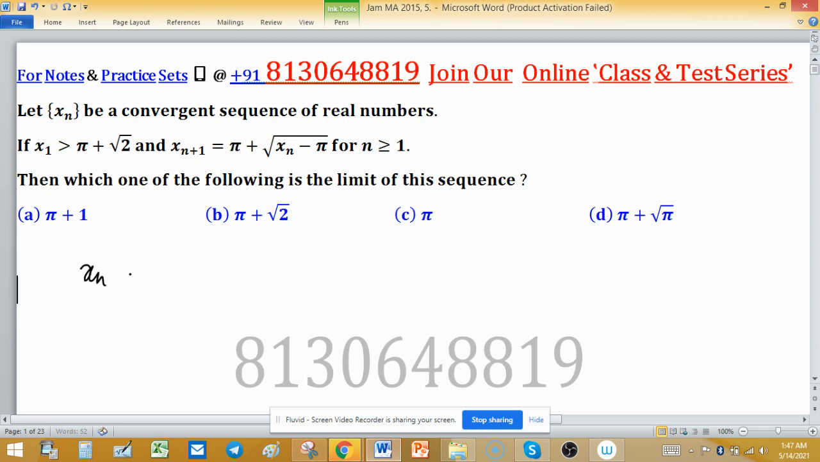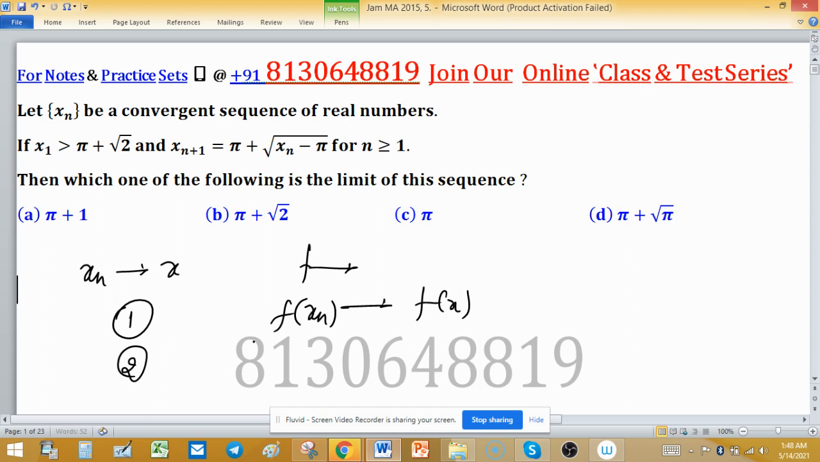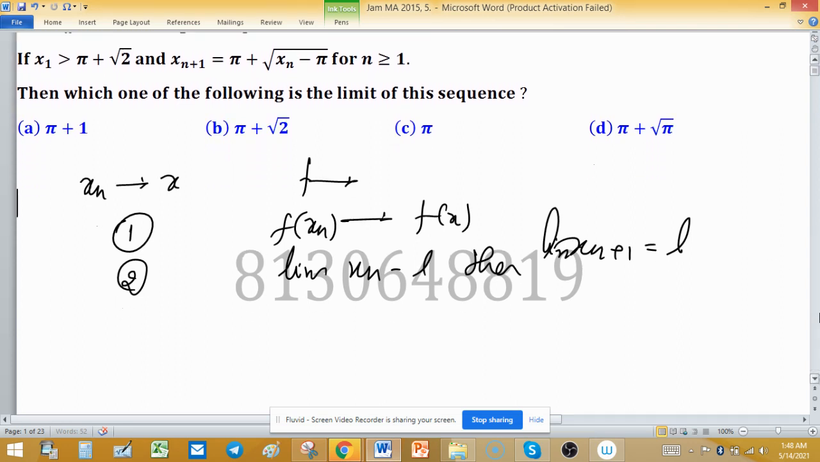If xn is a sequence and the limit of this sequence is x, then if f is any continuous function, the limit of f of xn is equal to f of x; that is, f(xn) tends to f(x). So this is one concept you can use here. And the second one is, if the limit of xn is L, then the limit of xn plus 1 is also L. We have to use these two concepts here to find the limit of this sequence.